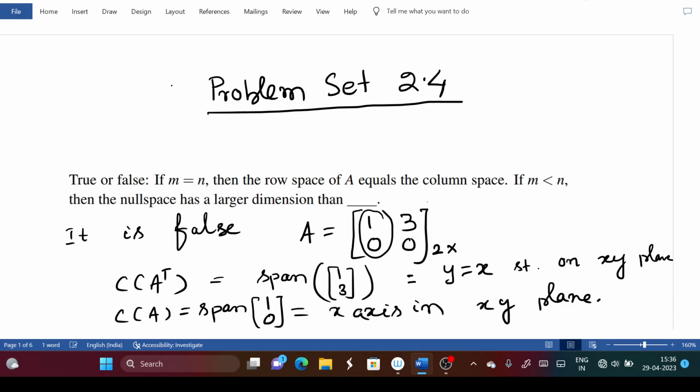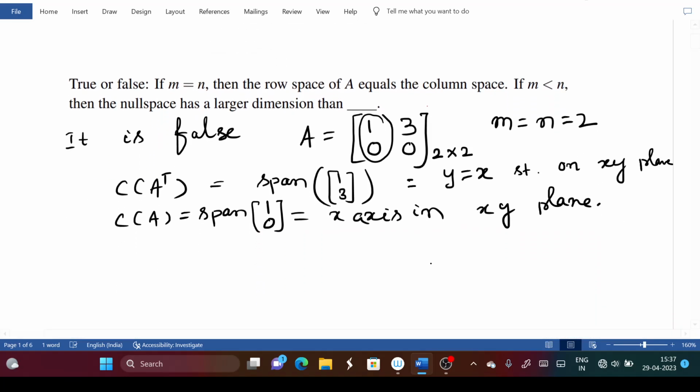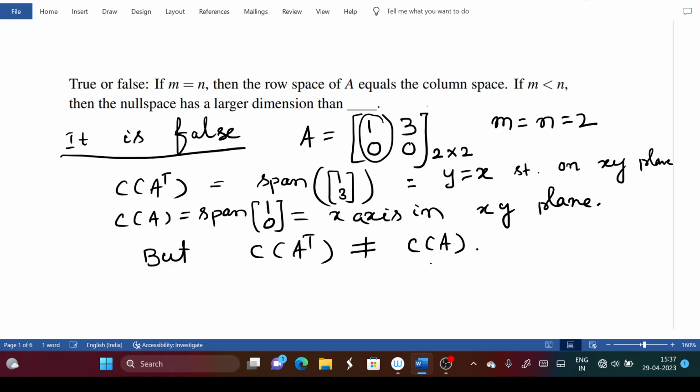But here the number of rows is equal to the number of columns, that is equal to 2. So here M is equal to N is equal to 2, but in spite of M being equal to N, the row space is not equal to the column space of A. Hence this statement is false.